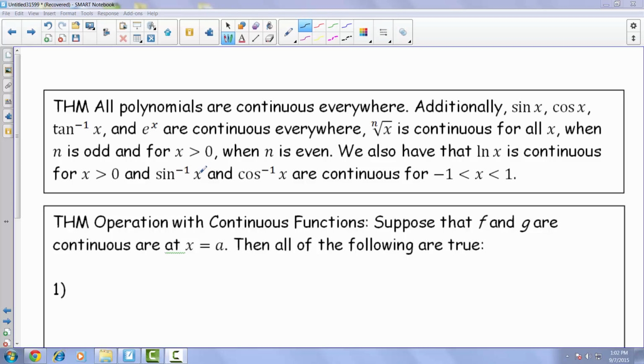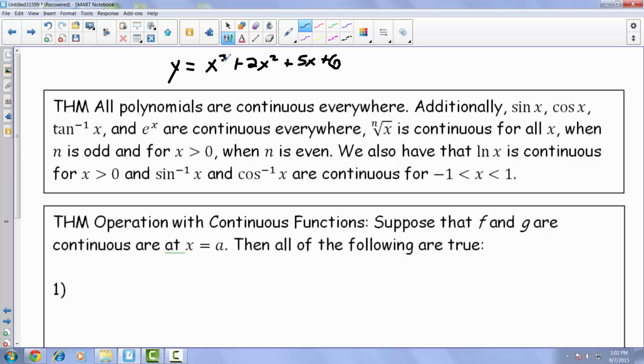Here we are at our 1.4 notes, just looking at some various theorems. Now, the first one says that all polynomials are continuous everywhere. And that actually makes sense because if we had, for example, y is equal to x cubed plus 2x squared, let's just say plus 5x plus 6, notice that this is just some polynomial.